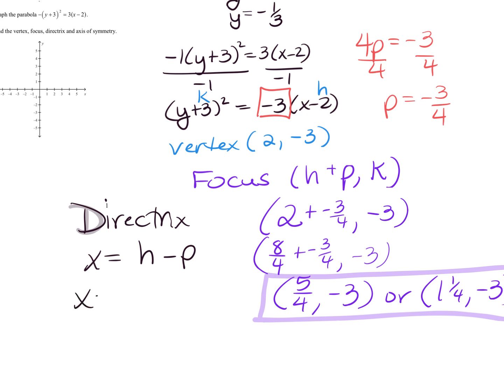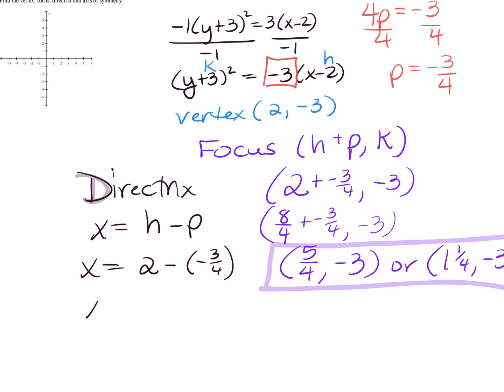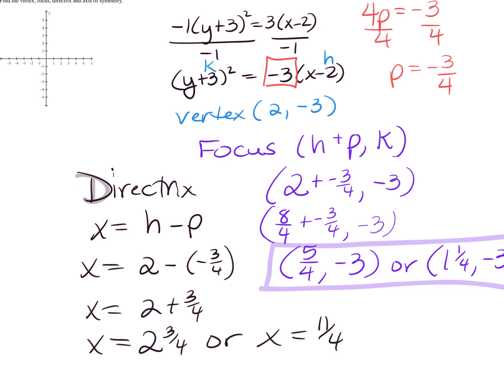So here, my h value was 2. My p value is negative 3/4, but I'm subtracting it. So in this particular problem, it actually becomes 2 plus 3/4, and then my directrix equation is 2 3/4. If you wanted to make it improper, it would be 11/4. My axis of symmetry, my AOS, this is going to be y equals negative 3.